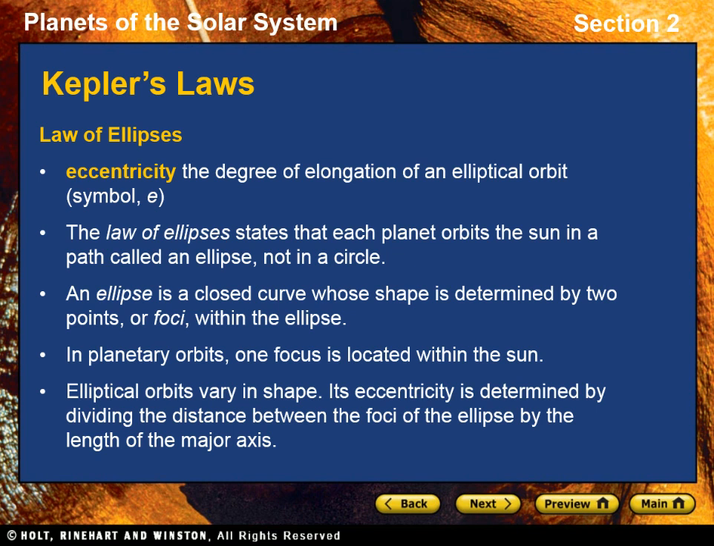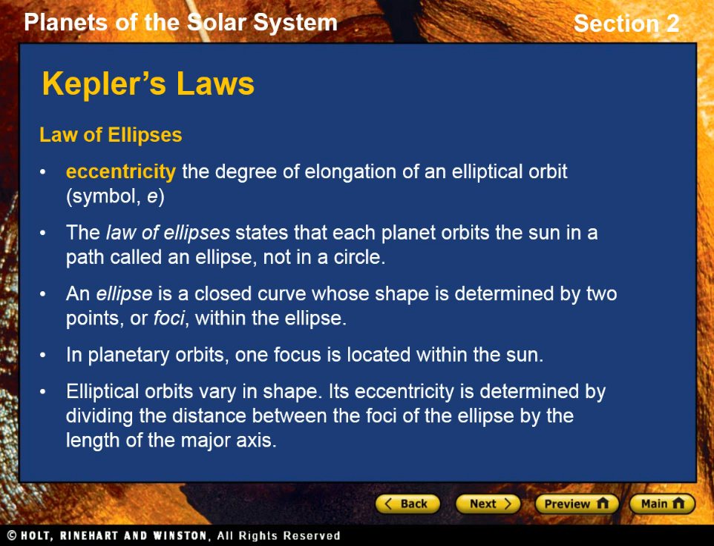Elliptical orbits can vary in shape. Some orbits are elongated ellipses. Other orbit shapes are almost perfect circles. The shape of an orbit can be described in a numerical form called eccentricity. Eccentricity is the degree of elongation of an elliptical orbit, symbolized by lowercase e.